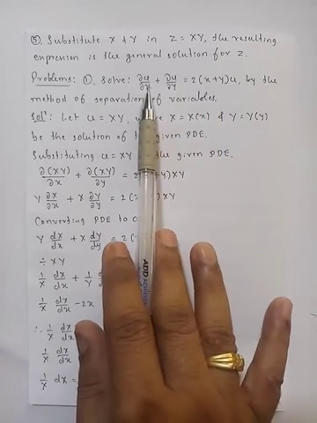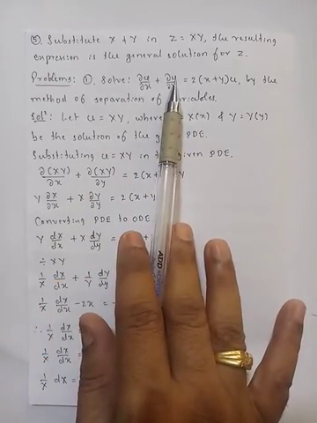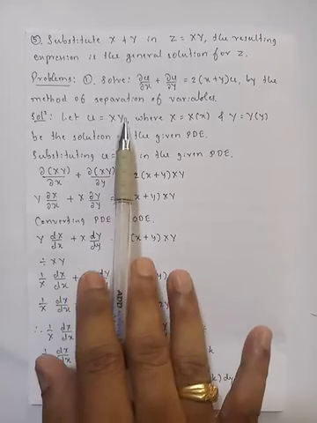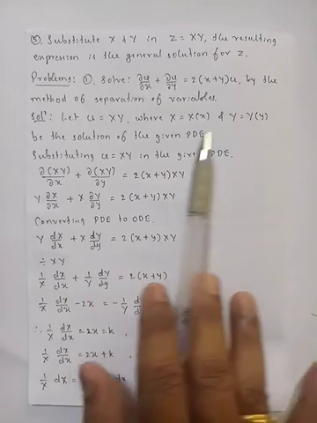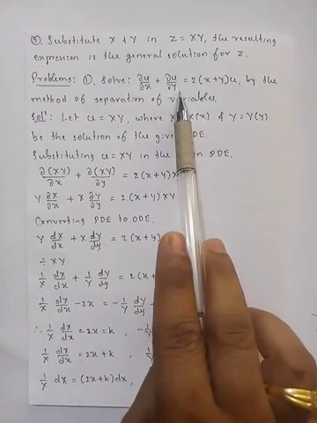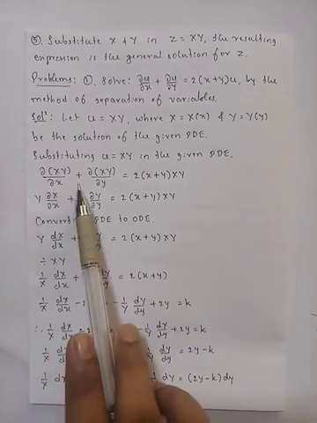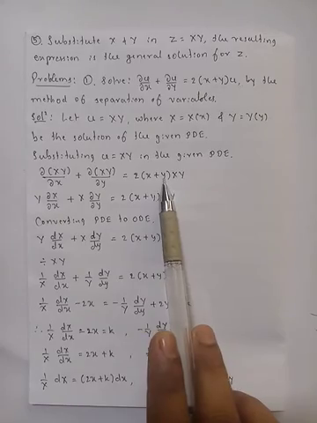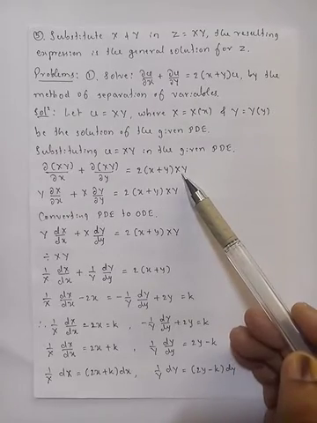Here x and y are the independent variables, and u is the dependent variable, so we assume the solution u equal to capital X into capital Y. We assume this as a solution, where capital X is a function of small x and capital Y is a function of small y. Then we substitute the value of u in the given PDE: dou u by dou x plus dou u by dou y equal to 2 into x plus y, and here u equal to XY. Yes, we substituted the value of u.